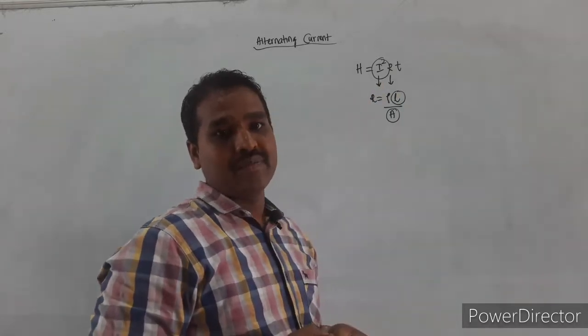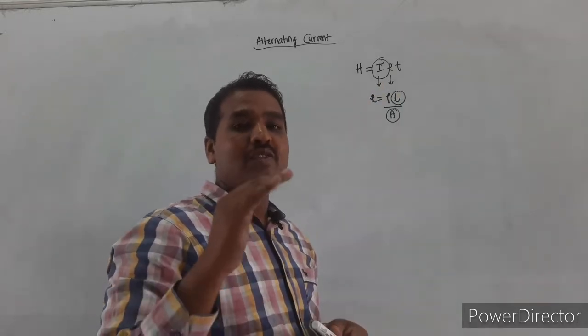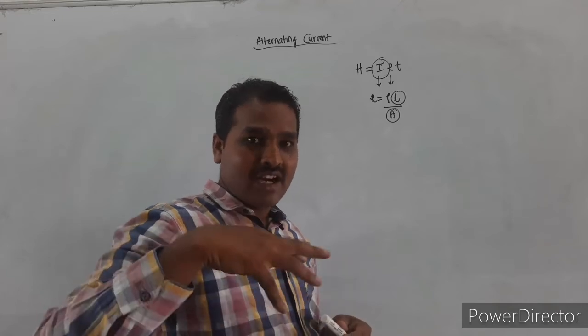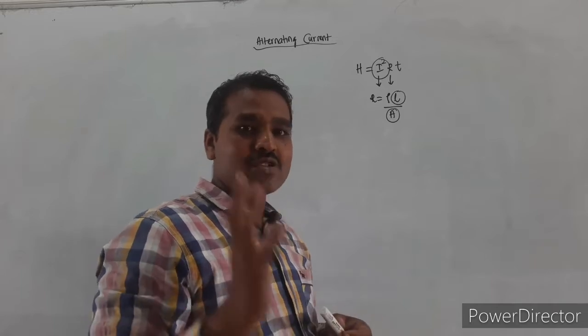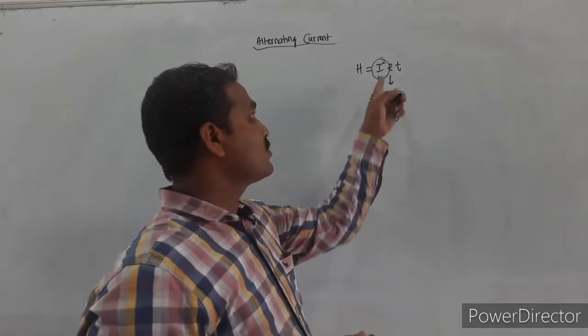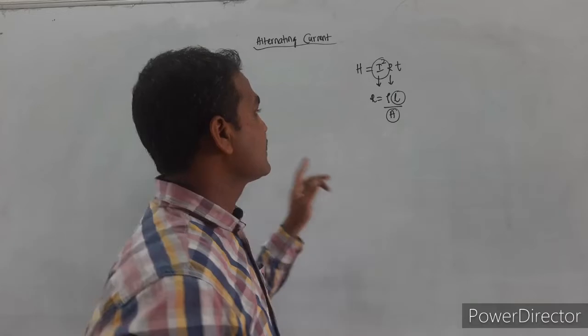Then another way of reducing this heat loss is the reduction in the current flowing through the conductor. Yes, but how to reduce the value of current, along with maintaining a constant power? So, energy has to be maintained constant, but how to reduce the value of current? That we shall discuss here.